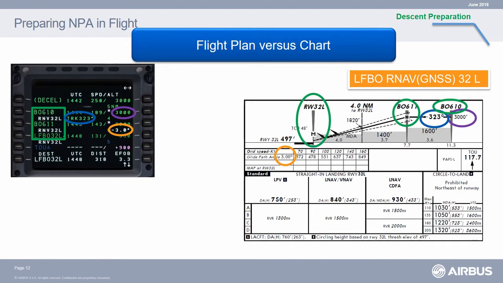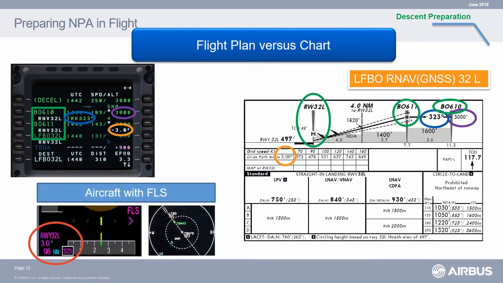And for aircraft fitted with the FLS function, so FMS landing system function, you will check also on the PFD the anchor point, runway 32 left, the slope of the approach, 3 degrees, and the final approach course, 323 in this case. You will check also on the navigation display that the FLS beam is aligned with the final approach leg.